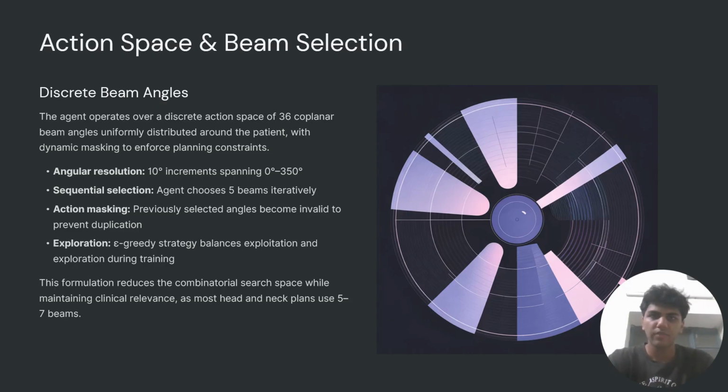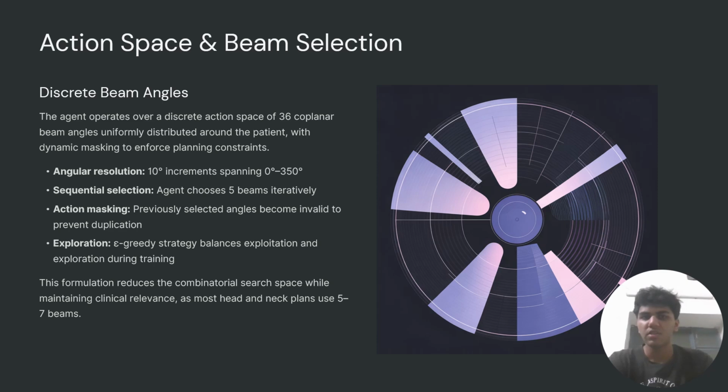This slide explains how the reinforcement learning agent makes decisions about beam angles. In our setup, the agent operates within a discrete action space consisting of 36 coplanar beam angles, each separated by 10 degrees, covering the full 360 degrees around the patient. During training, the agent doesn't select all beams at once. As we discussed earlier, it uses sequential selection, meaning it picks one beam at a time, evaluates its effect on the dose distribution, and then selects the next one. To avoid redundancy, action masking is applied so that previously chosen angles are removed from future options.